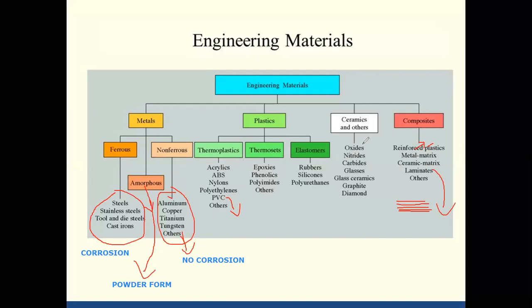Ceramic materials include oxides, nitrides, carbides, and glasses. Glasses are also under the category of ceramics, which have a high property of brittleness. So, composites as we discussed earlier.